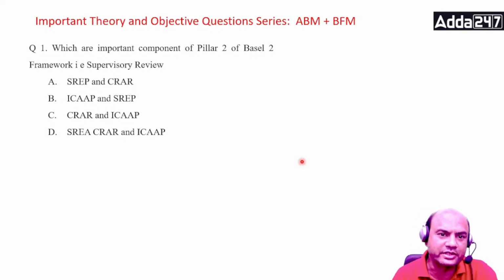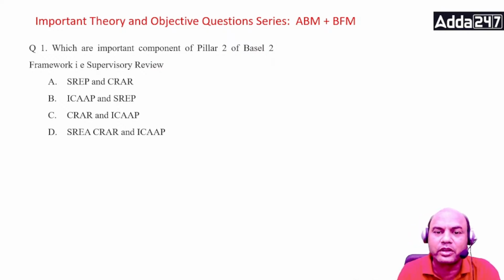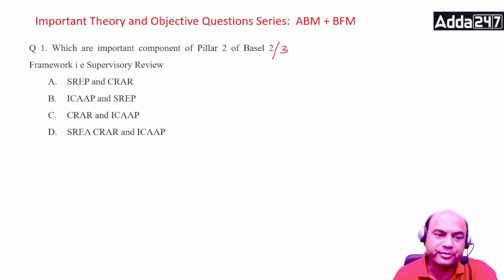Now let's look at this question. Which are the important components of Pillar 2 of the Basel II framework, or supervisory review? You can call this Basel 2 or Basel 3 also. Both are the same. In Basel 2 and Basel 3 nothing much has changed, only the severity. So which are the important components of Pillar 2 under supervisory review? SREP and CRAR, ICAAP and SREP, CRAR and ICAAP, or SREP, CRAR and ICAAP.